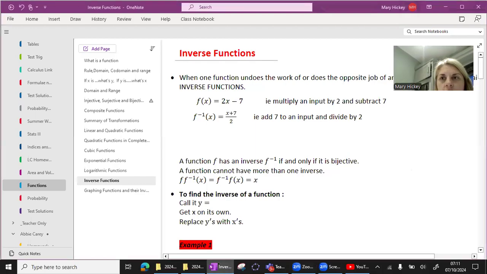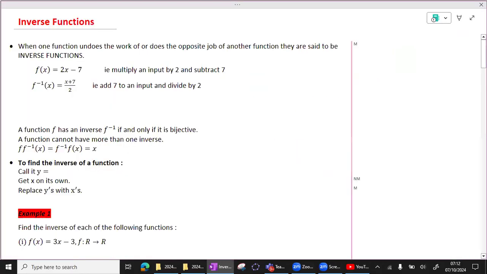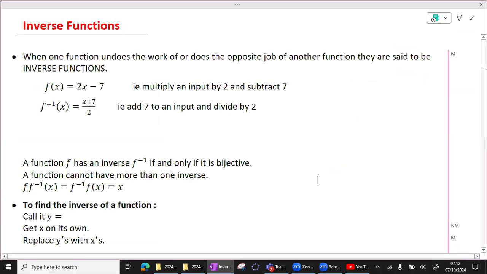Okay, so now we're going to have a look at some inverse functions. When one function undoes the work of, or does the opposite job of, another function, they are said to be inverse functions. For example, here we have the function 2x minus 7, which means we multiply the input by 2 and subtract 7. The inverse, so that's our symbol for inverse, looks the same with the little minus 1. In this case, we add 7 to the input and we divide by 2. So you can see they're opposite operations to each other.